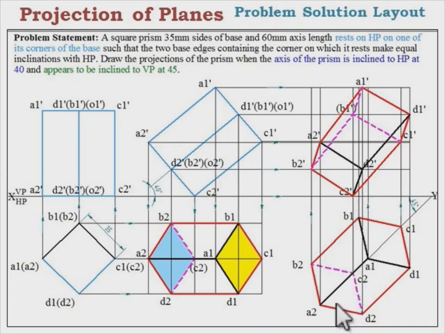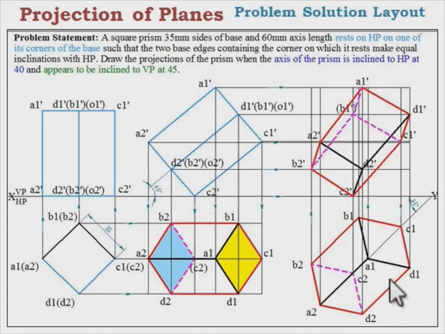Next step, since this is the direction to view the front view for this position, the face enclosed with A2, B2, C2, D2 is visible. So this A2 dash, B2 dash, C2 dash, D2 dash is drawn with continuous thick line. The face marked with A1, B1, C1, D1 is away from the observer. So the remaining edges of this face are marked with dashed thick line.